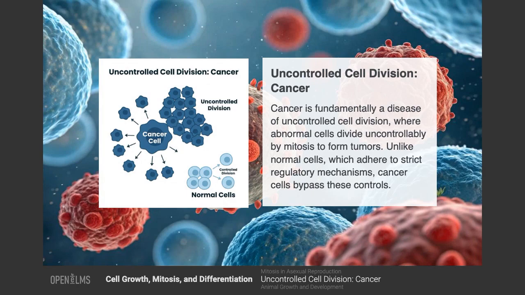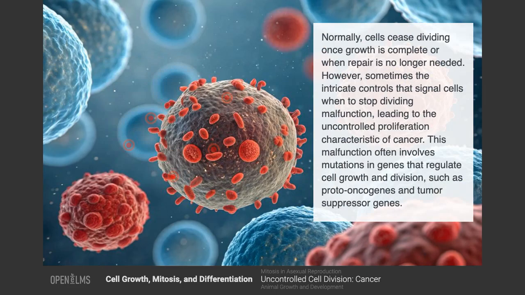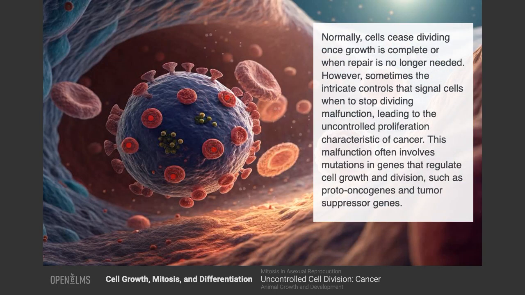Uncontrolled cell division, cancer. Cancer is fundamentally a disease of uncontrolled cell division, where abnormal cells divide uncontrollably by mitosis to form tumors. Unlike normal cells, which adhere to strict regulatory mechanisms, cancer cells bypass these controls. Normally, cells cease dividing once growth is complete, or when repair is no longer needed. However, sometimes the intricate controls that signal cells when to stop dividing malfunction, leading to the uncontrolled proliferation characteristic of cancer. This malfunction often involves mutations in genes that regulate cell growth and division, such as proto-oncogenes and tumor suppressor genes.